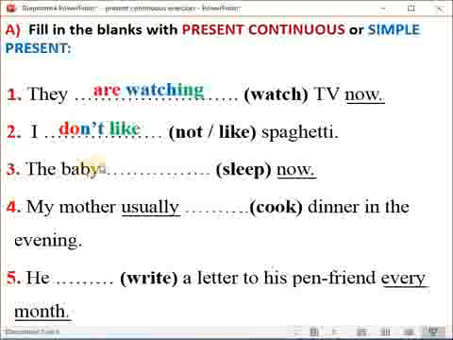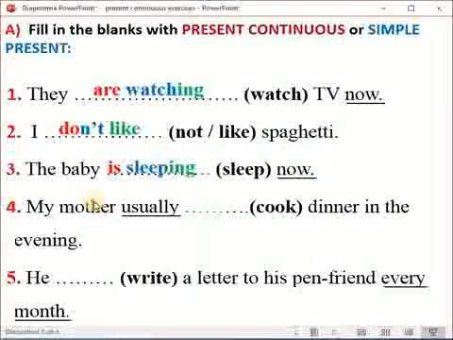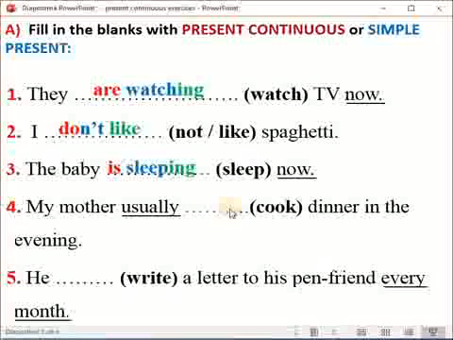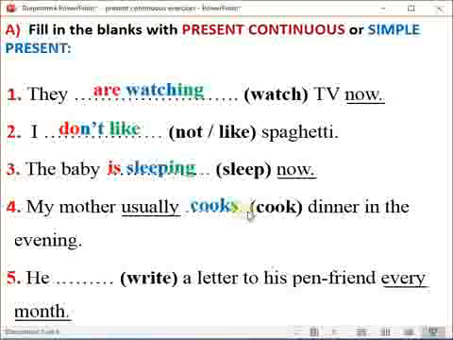So the third one, or the third sentence, the baby is sleeping now, present continuous because we have the word now here. Okay, my mother usually, so we have usually, the adverb of frequency usually, it means the action is repeated, so we have to conjugate in simple present. Affirmative form, my mother, it means she, plus verb plus s. Okay, she cooks, my mother usually cooks dinner in the evening.